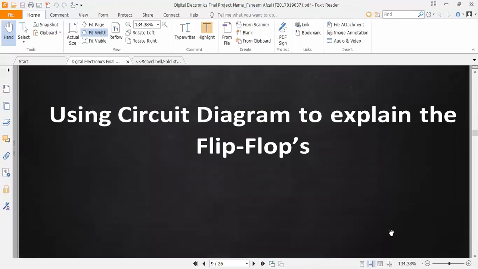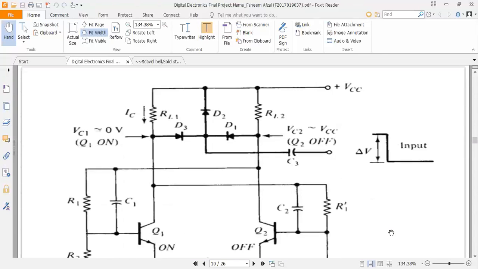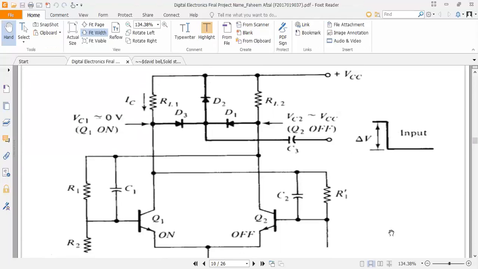Using circuit diagrams to explain the flip-flop. This is the toggle or T flip-flop. If we remove these three diodes and this one capacitor, the circuit will be similar to a symmetrical bistable multivibrator.